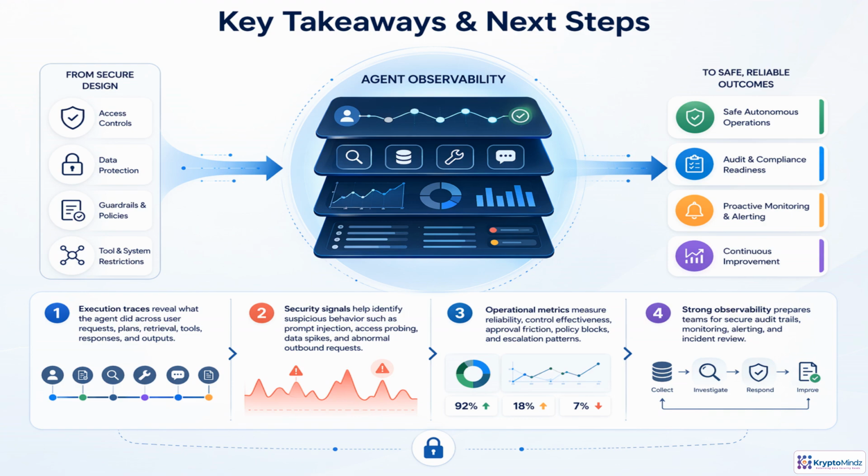Agent observability is the bridge from secure design to safe, reliable operation. Execution traces show what happened. Security signals reveal suspicious behavior. Operational metrics show whether controls are working. With that evidence, teams can build trustworthy audit trails, alert on misuse, investigate incidents, and continuously strengthen the agent's defenses.